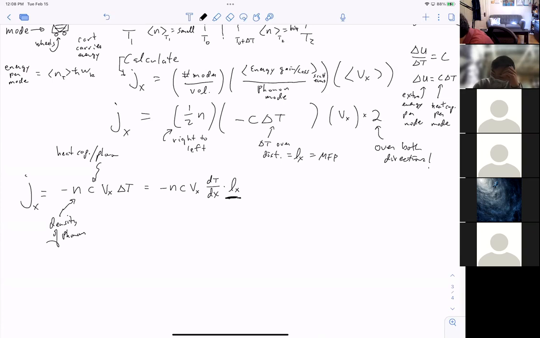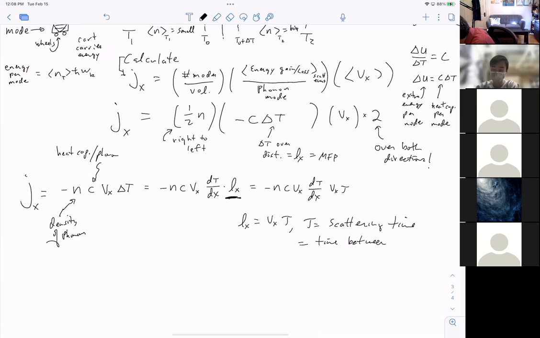I can say that this is minus N C Vx dT dx, but now I could call this Vx tau, and I can call this a scattering time. Lx equals Vx tau, where tau is the scattering time, equals the time between scattering events. Okay. And so then this V will go here.